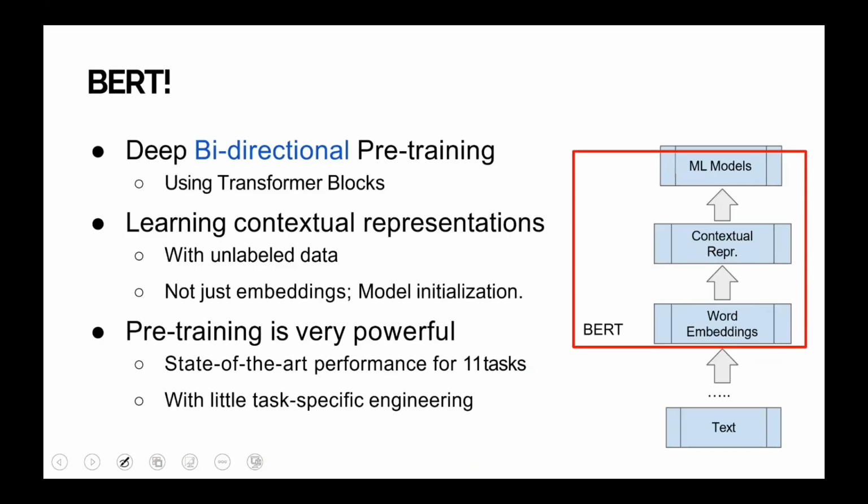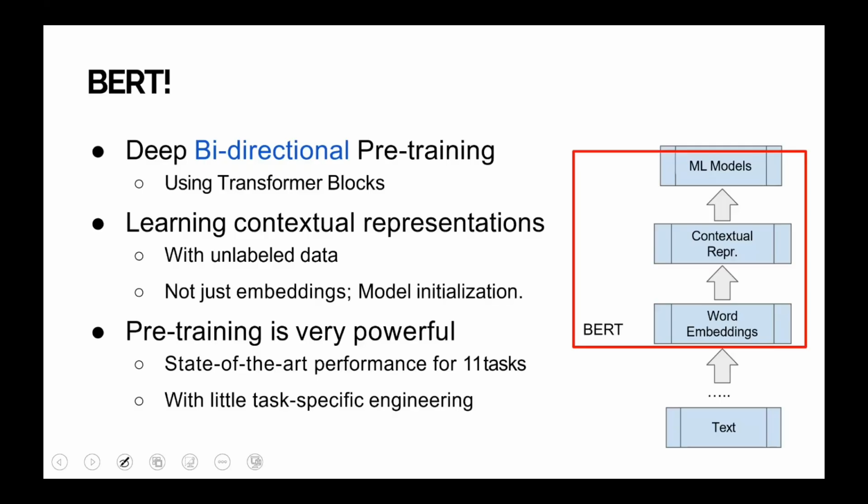We already know what this word represents. What is the meaning of this word? But it is unlabeled data, which means we don't know anything about the context of the word, and it is our responsibility to get the context. So it is not just the embeddings, but it is also being able to initialize the model with the help of these contexts.